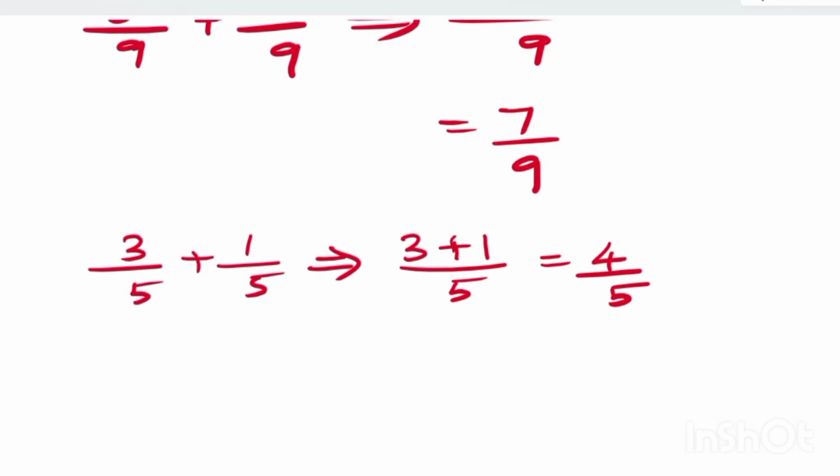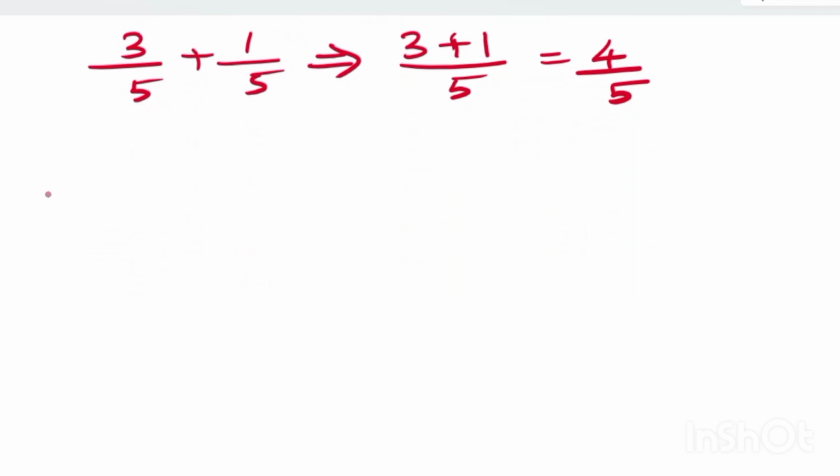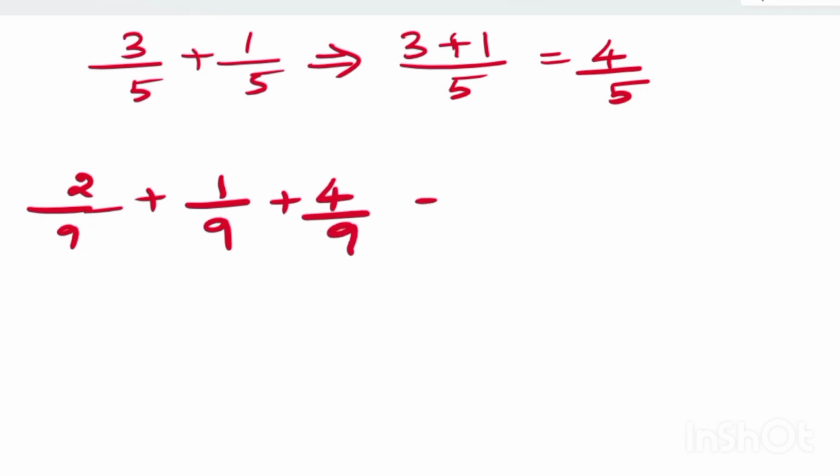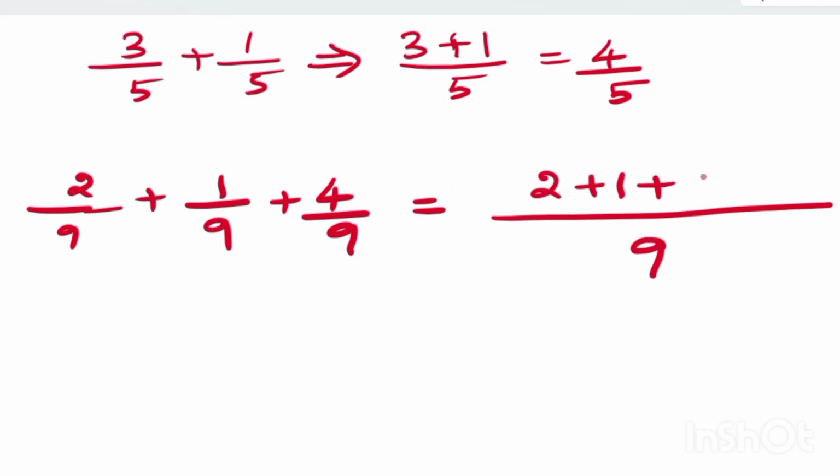So now we'll go to a little more complex one and try adding three like fractions, okay? For example, you have 2 by 9 plus 1 by 9 plus 4 by 9. It's similar to the previous example. All these three fractions have the same denominator. So you have to take the denominator as common and just add the numerators. 2 plus 1 plus 4. So what is 2 plus 1 plus 4? It's 7. So 7 by 9. Okay. So this is how we are supposed to add if they are given like fractions.